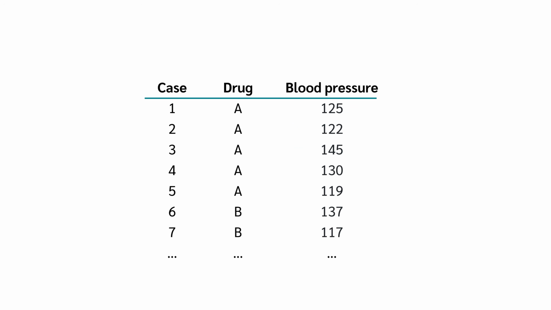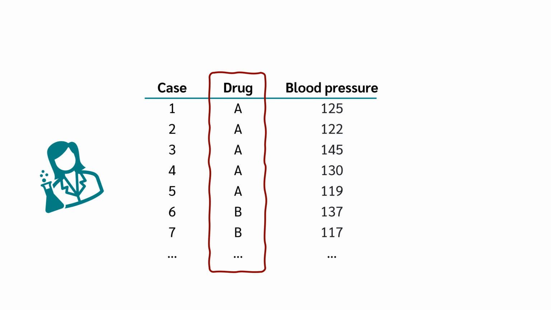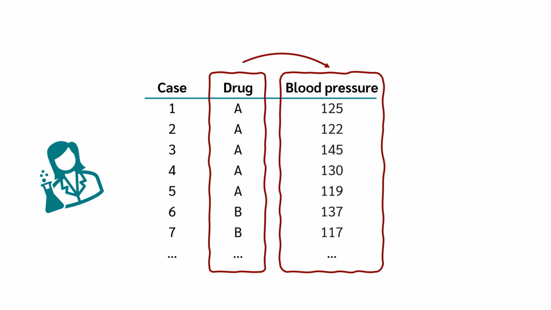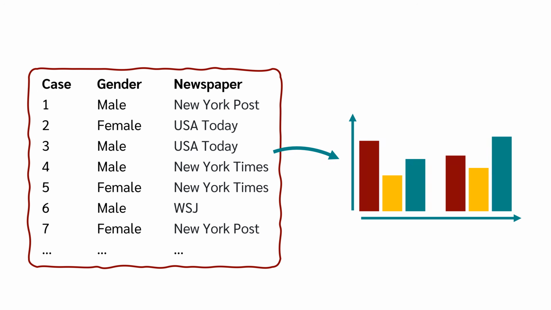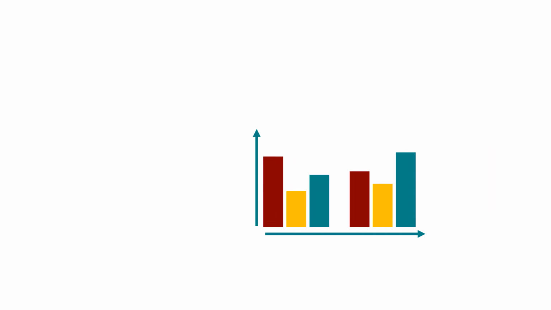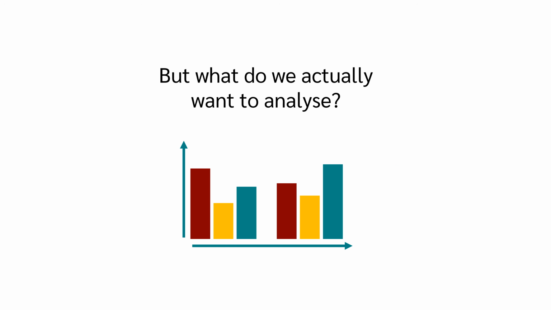Of course, the data does not have to be from a survey. The data can also come from an experiment in which you, for example, want to study the effect of 2 drugs on blood pressure. Now the first step is done. We have collected data and we can start analyzing the data. But what do we actually want to analyze?